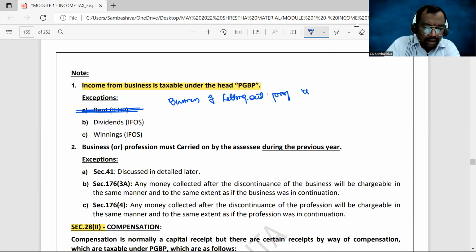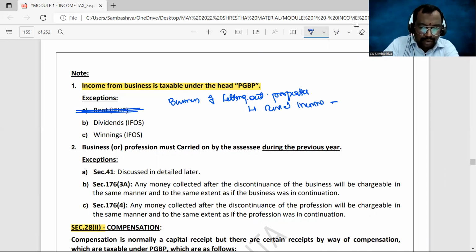Now, whatever rental income he is getting by letting out properties, it is always taxable under the head PGBP only. Earlier, this rental income used to be taxable under the head house property. But if that person's business itself is letting out of properties, he's buying the properties and letting them out, so that is his business activity. Giving the properties on rental basis is his business activity. Then the rental income is always taxable under the head PGBP.